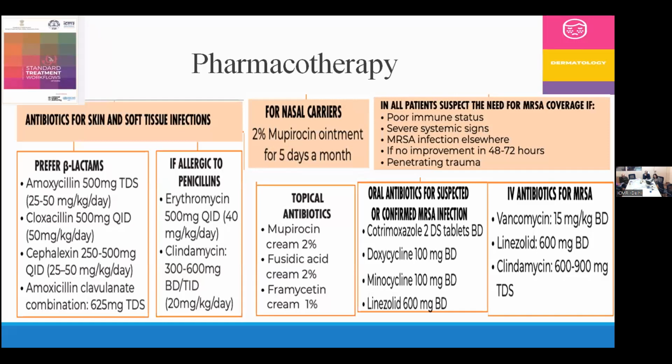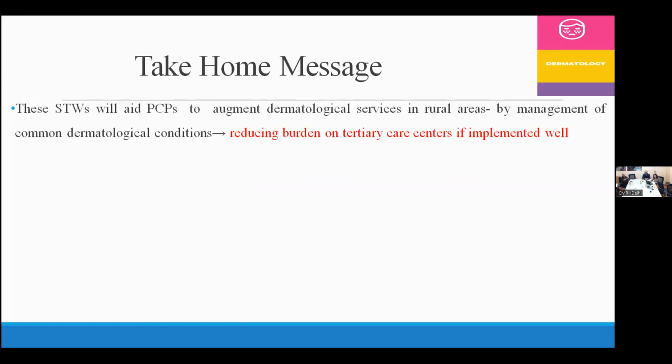When to suspect the need for MRSA coverage: we know even the community MRSA prevalence is increasing. If there is poor immune status, severe systemic signs, MRSA infection documented elsewhere, no improvement after 48 to 72 hours, or penetrating trauma. So there the options have been given.